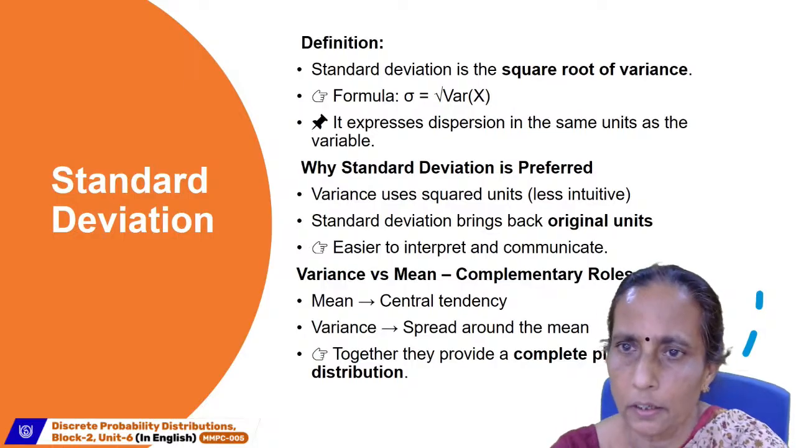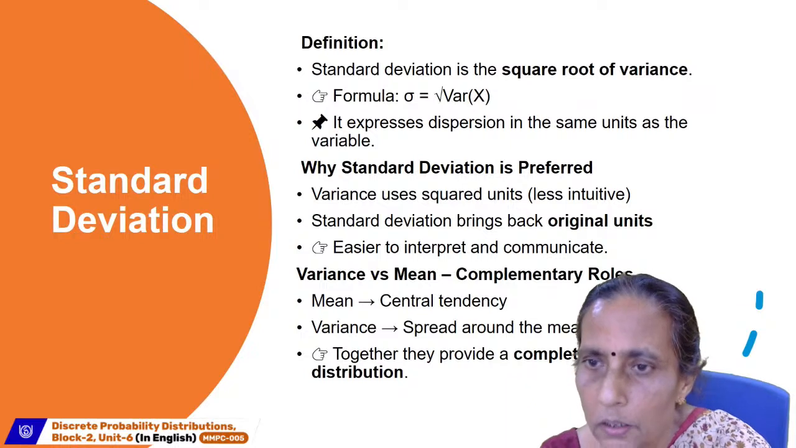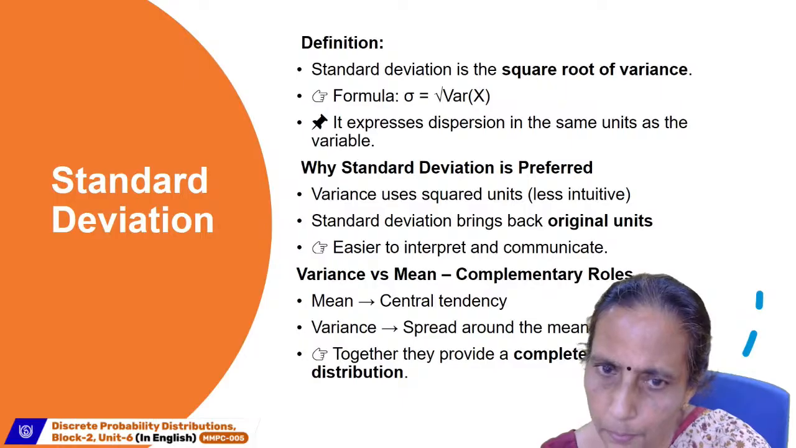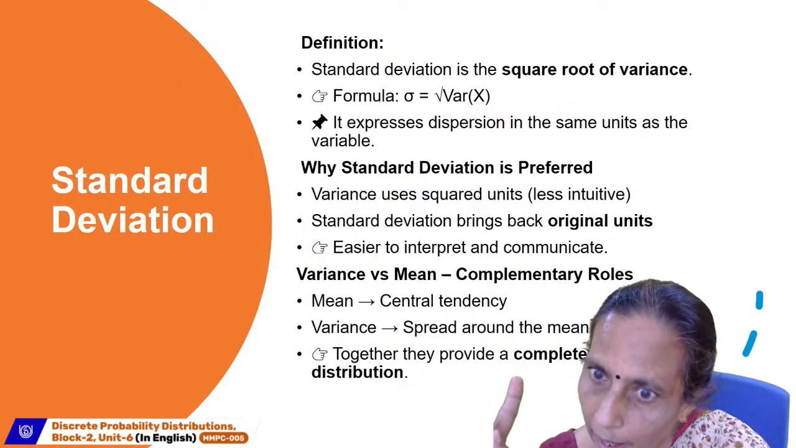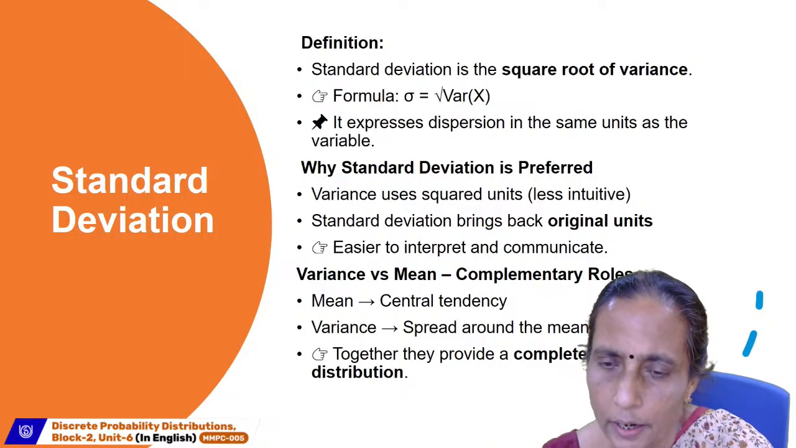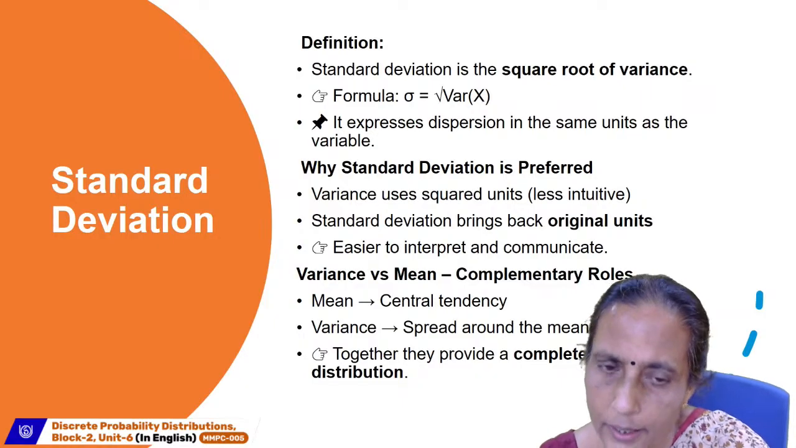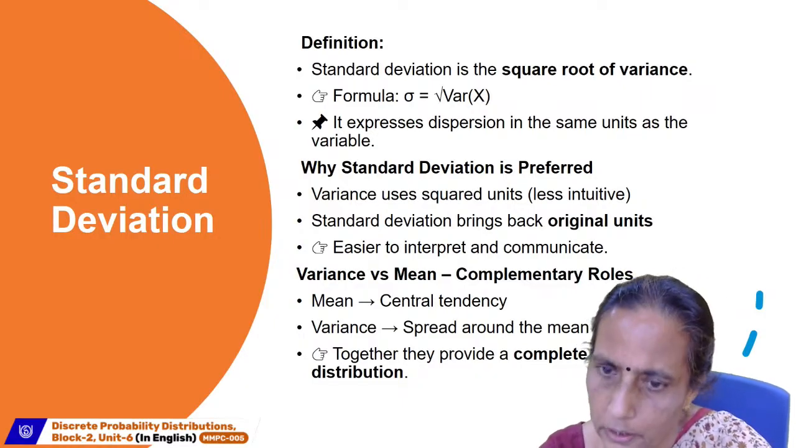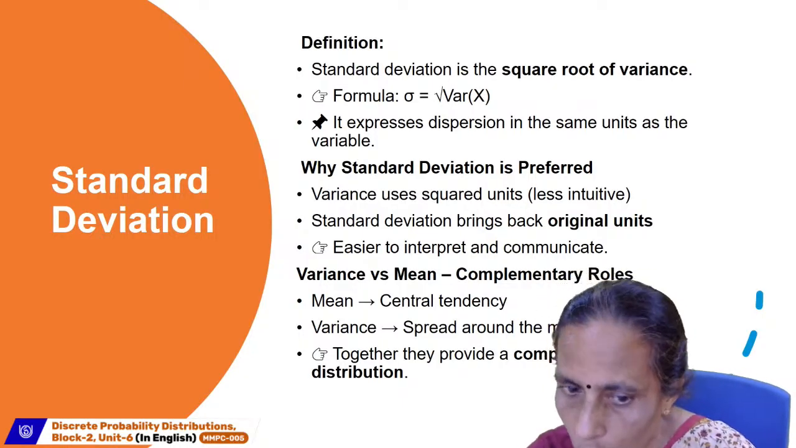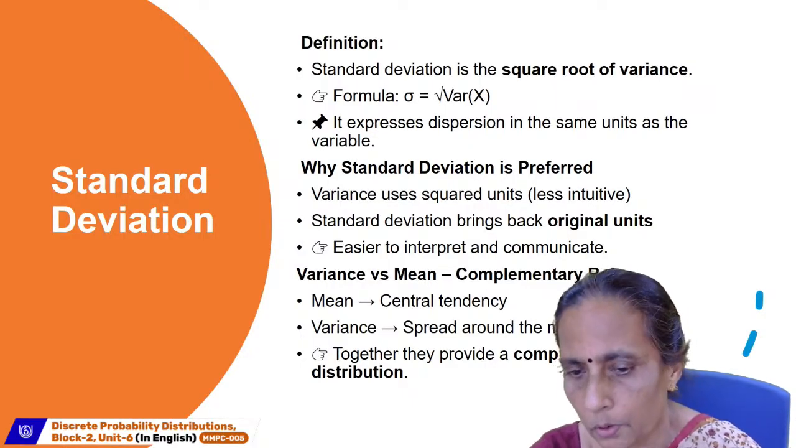The standard deviation is the square root of the variance and it expresses dispersion in the same units as the variable. So why is standard deviation preferred? Variance uses squared units, which is less intuitive. Standard deviation brings back the original units, easier to interpret and communicate. Variance versus mean: the mean is the central tendency, variance is the spread around the mean. Together they provide a complete picture of the distribution.